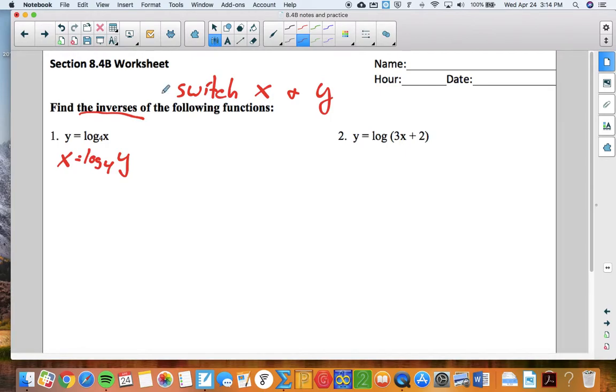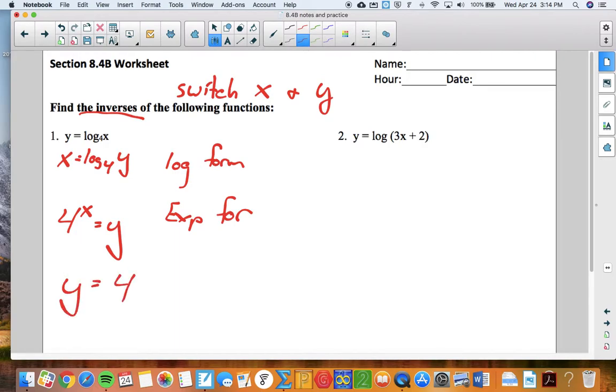Well, if I switch this from log form to exponential form, that will happen. So remember, this is my base, this is my power, and this is what it equals. So base is 4, power is x, equals this thing. So 4 to the x equals y, or y equals 4 to the x. Let's try this again.